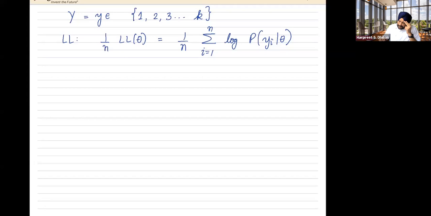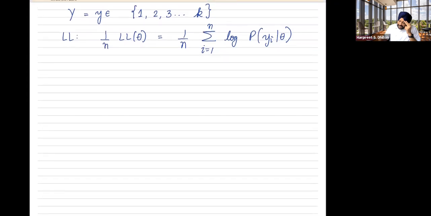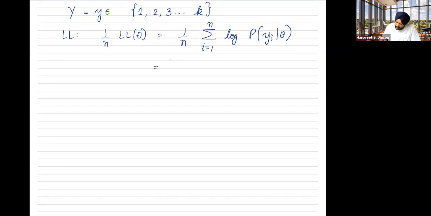So now I can combine the similar terms, right? You have this sample of size n, and some of those sample values are going to be 1, others are going to be 2, and so on. So I can combine those terms in the following way: 1 over n, sum over j equals 1 to k, n_j, which is the number of times the jth element appears, times log probability of y_j given theta.